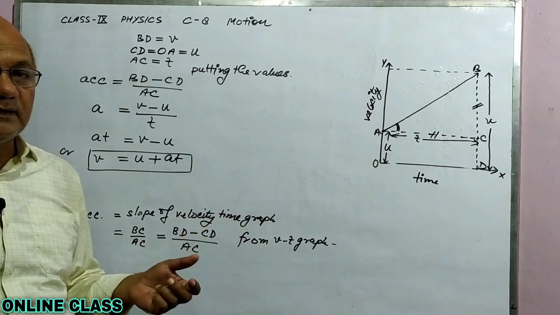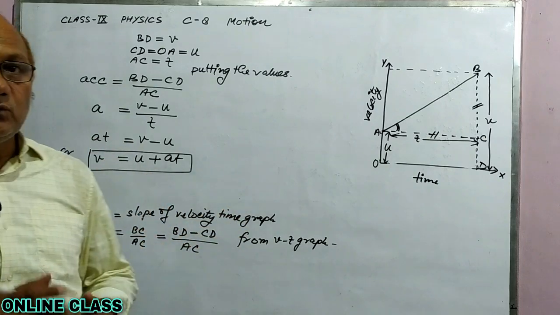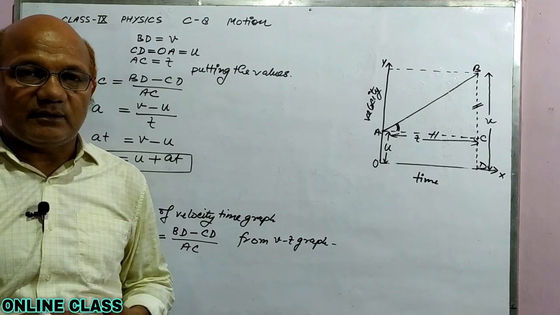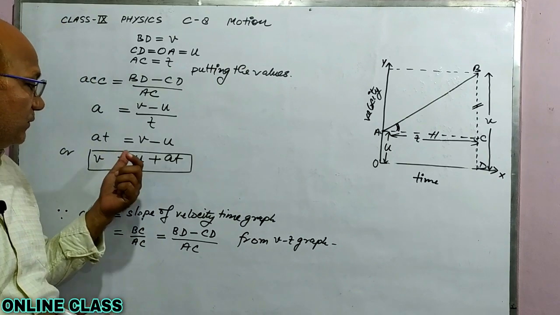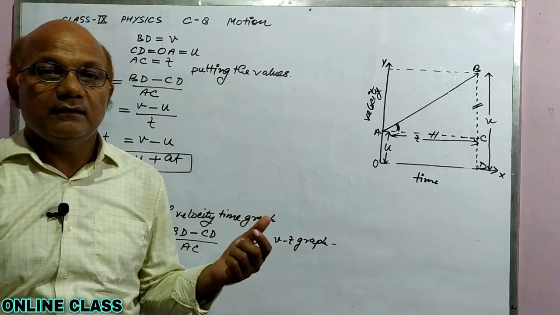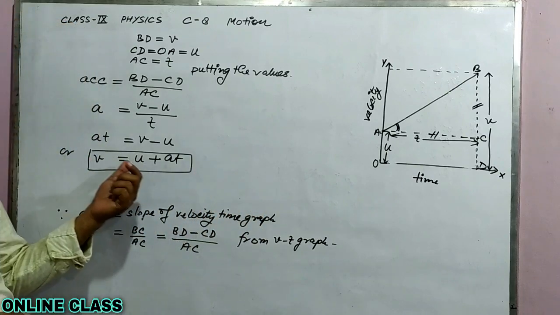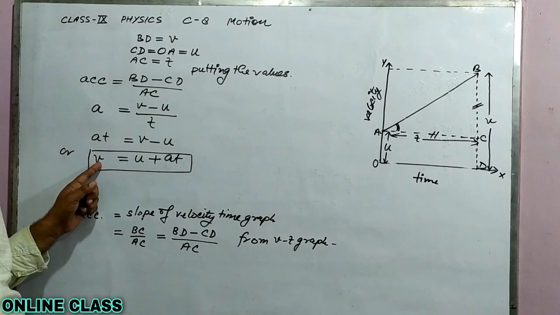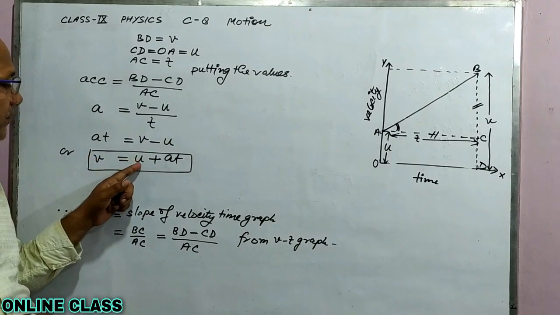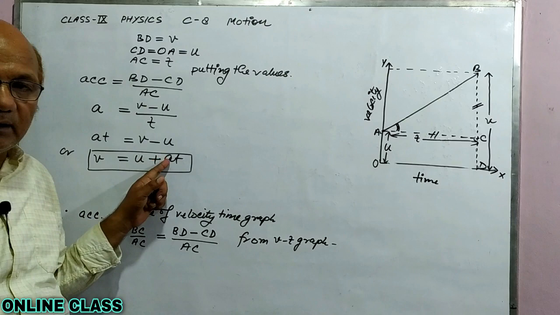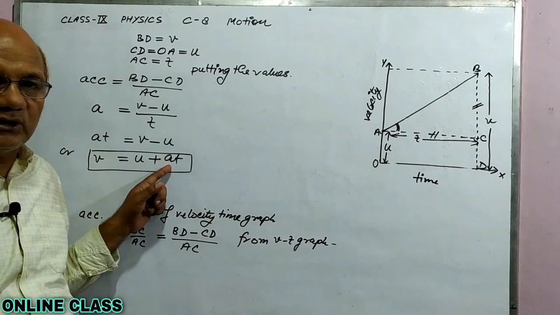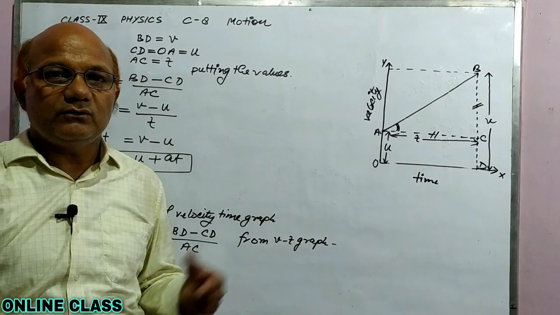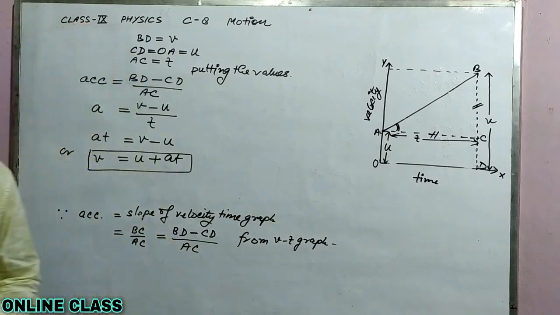So you can see in this way you can derive the formula for the first equation of motion, v equal to u plus at. In this equation, these symbols have their usual meaning. v means final velocity, u means initial velocity, a means acceleration of the body, t means time. Okay. Now you can take a screenshot of it.